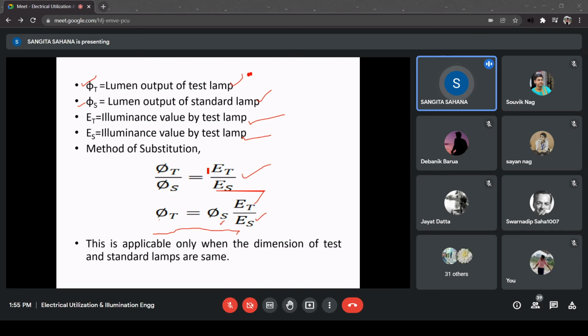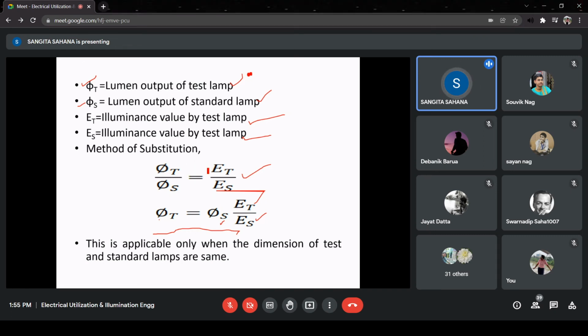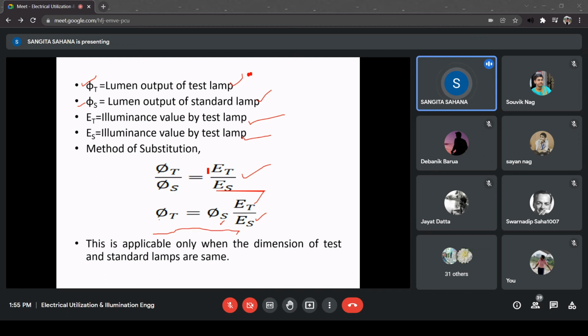So this is called the method of substitution. Like if you want to measure the light output of a filament lamp, you put the filament lamp inside the sphere, take the reading in the lux meter, that is ET. Then you put the standard tungsten filament lamp inside the sphere. You take the reading, that is ES. So phi t will be phi s into ET by ES. So from here we can calculate what will be the total lumen output of phi t. Okay, but this is only applicable when the dimensions of the test and the standard lamps are the same.